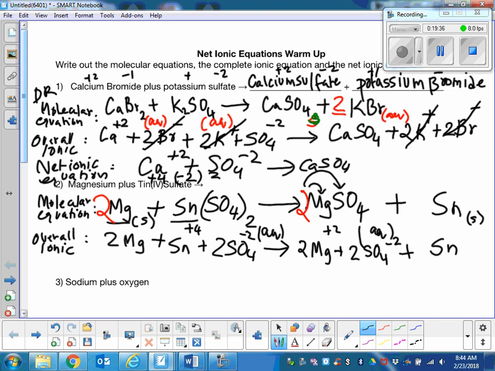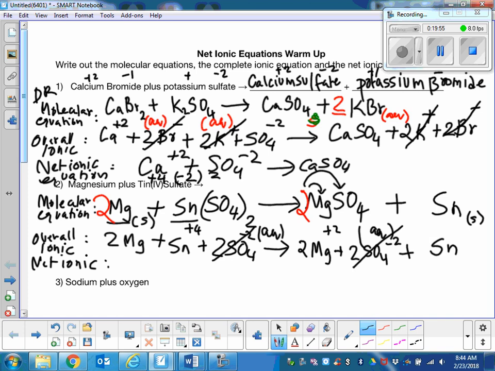Alright. Now we are going into the net ionic equation. We want to get rid of the spectator ions. We just want to know what's actually happening in the reaction. What are the spectator ions in this equation? The only spectator ion is 2SO4.